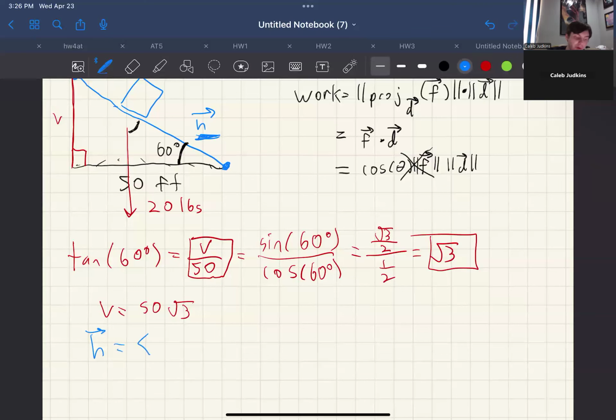Okay, so how can I represent the vector H? The horizontal component is 50 and the vertical component is, sorry, 50 times the square root of 3. So now that is this D here, right? The direction that we're trying to move is represented by this vector. And now F is this remaining piece to find.